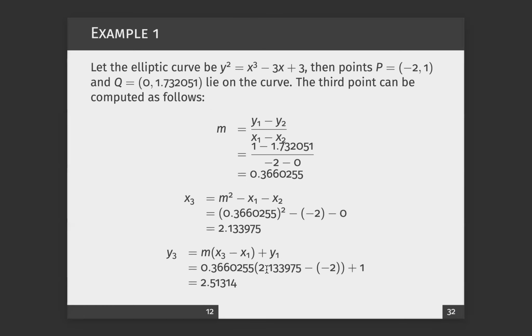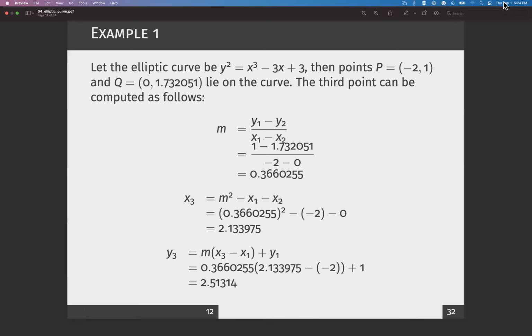Now, let's have an example here. Let the elliptic curve be this one, x cubed minus 3x plus 3, and you have points negative 2, 1, and 0, 1.732, which is actually the square root of 3. So they lie on the curve. The third point can be computed as follows. You just plug into the formula and get this. Okay, so let's do that.